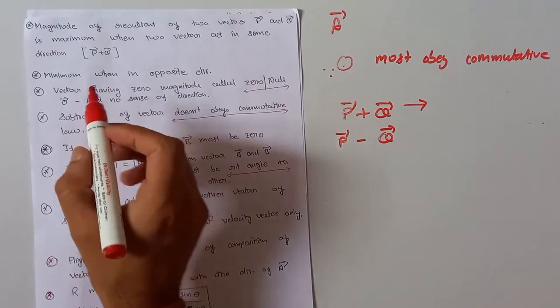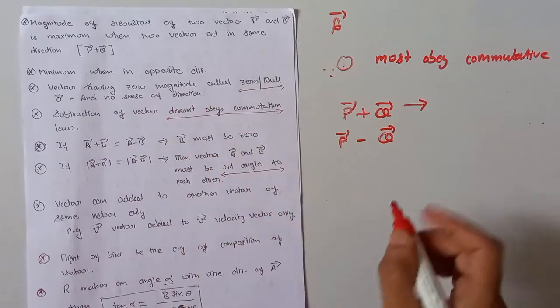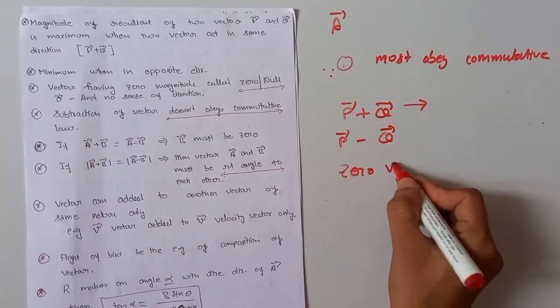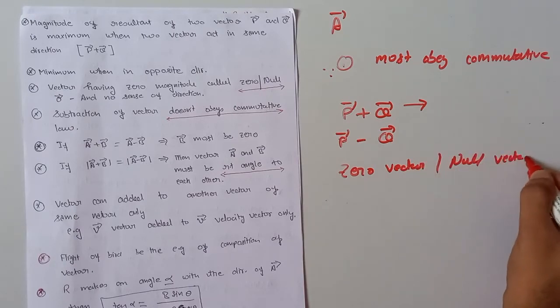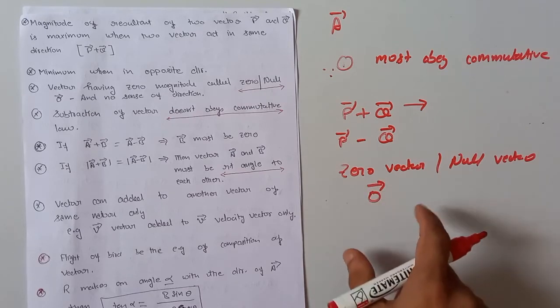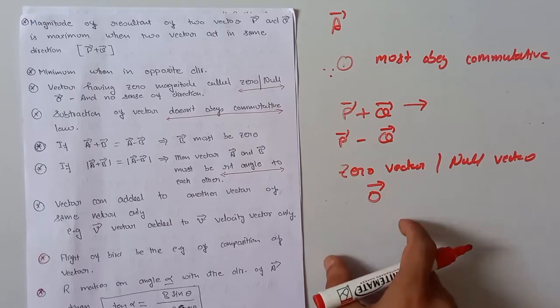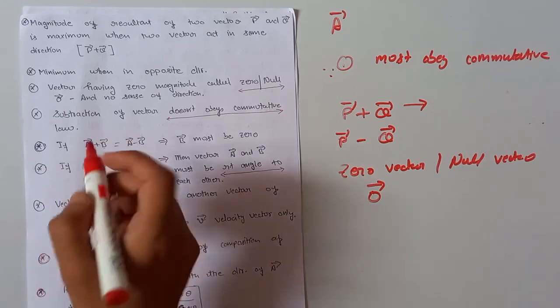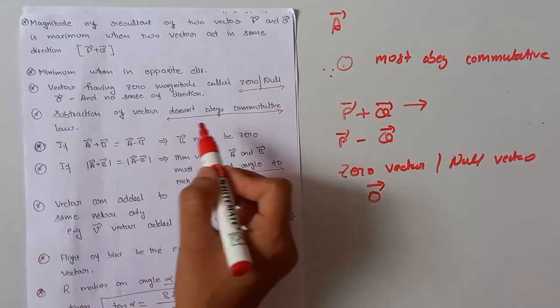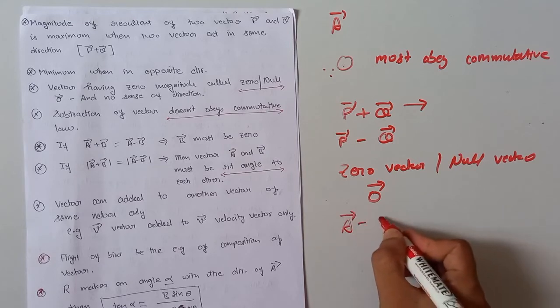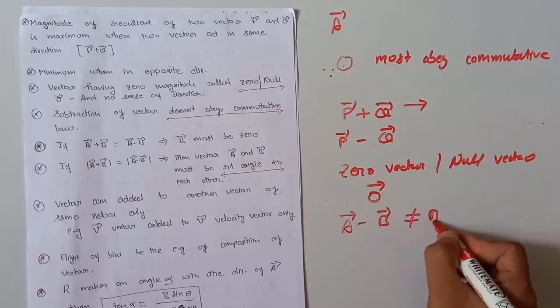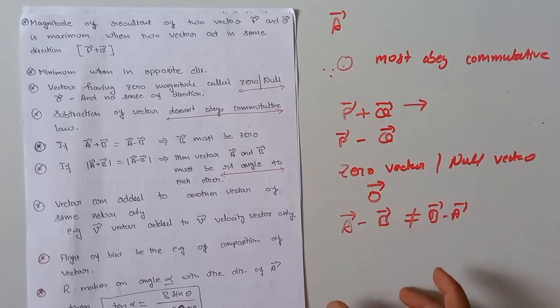Our next key point is that a vector having zero magnitude is called a zero or null vector. The zero vector is also called the null vector and is denoted by 0. There is no sense of direction in the zero vector; that is, there is no direction in a zero vector. Our next key point is that subtraction of vectors does not obey the commutative law. For example, vector A minus vector B cannot equal B minus A, because subtraction does not obey the commutative law.